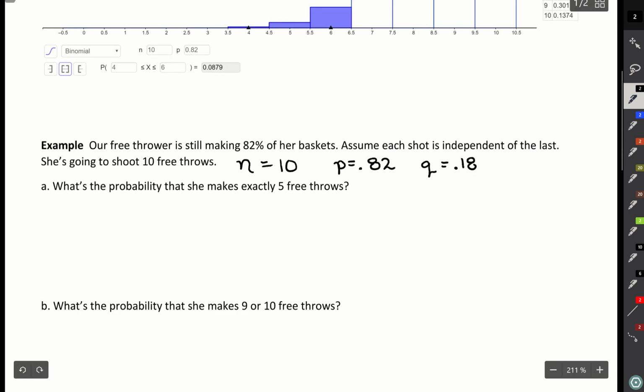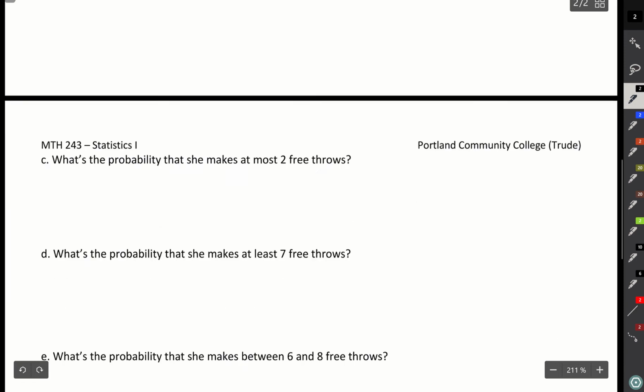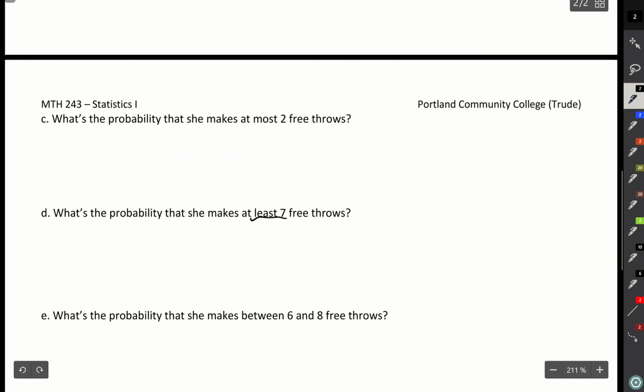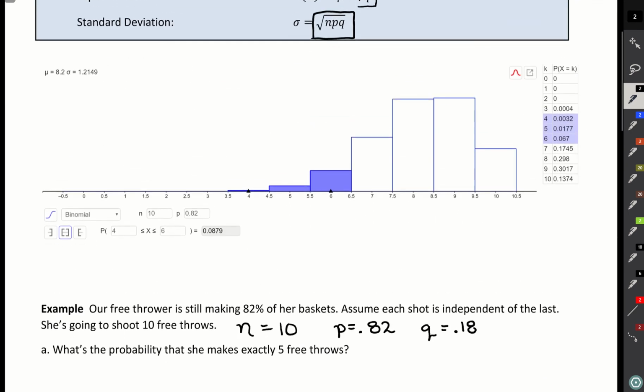With each of these, you can use the formula to calculate, but especially in cases like at least 7 free throws, where you're trying to calculate the probability of making 7 or 8 or 9 or 10, you essentially have to use that formula 4 times, and that just gets very tedious. What we want to do instead is use GeoGebra, which just has a nice little button that we can push and it'll calculate it for us. So, in terms of the setup of our problem and going into GeoGebra, we'll need really 2 pieces of information.